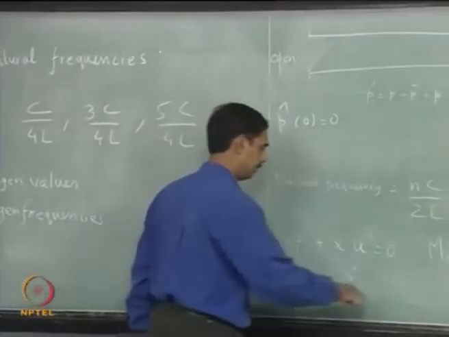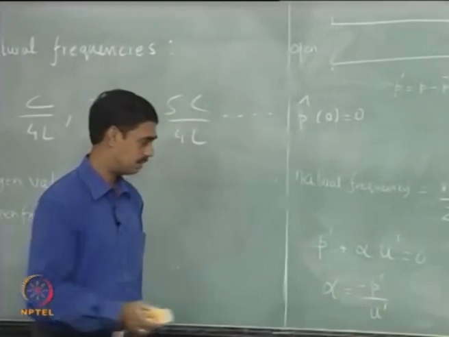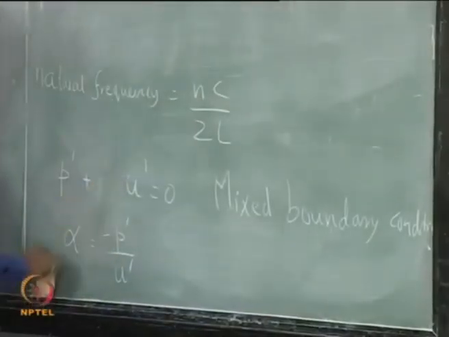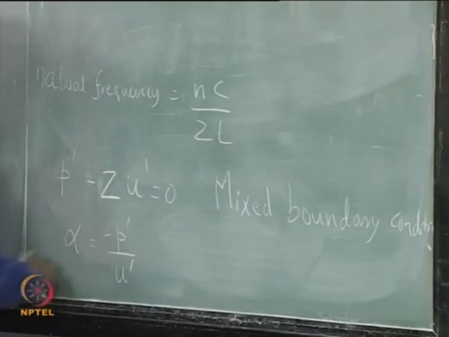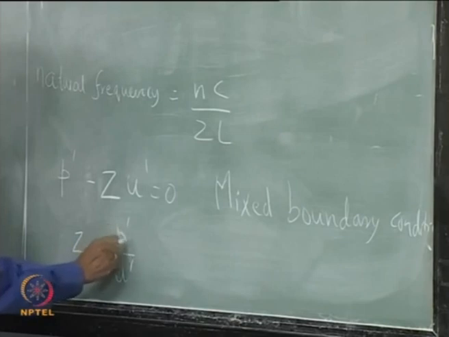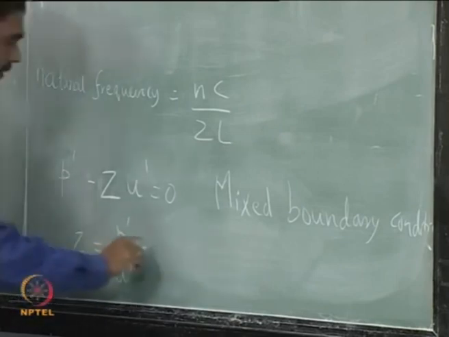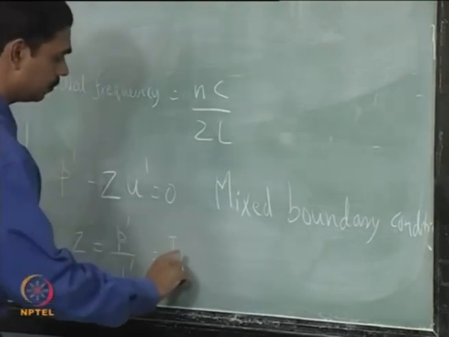So we can rewrite alpha as minus Z, and we can say Z equal to P prime over U prime. So this Z is called impedance.